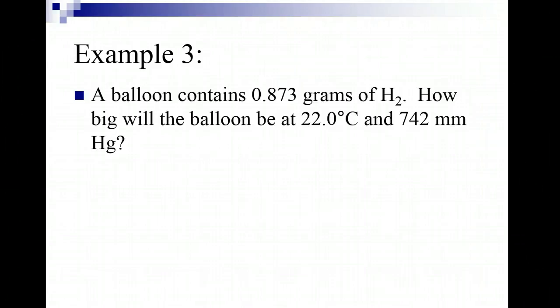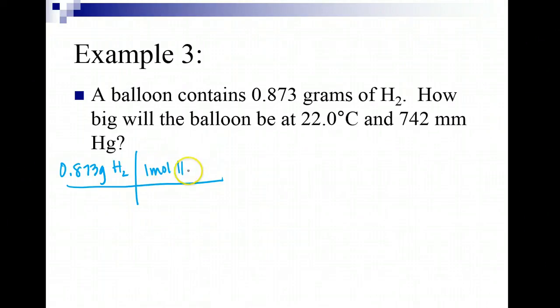One thing you'll notice on this one is we are provided with grams. Those grams have to be changed into moles. A common mistake is for students to plug 0.873 in for n, but n is moles, not grams. So one of the first things we would want to do is take 0.873 grams of H2 and change it to moles.